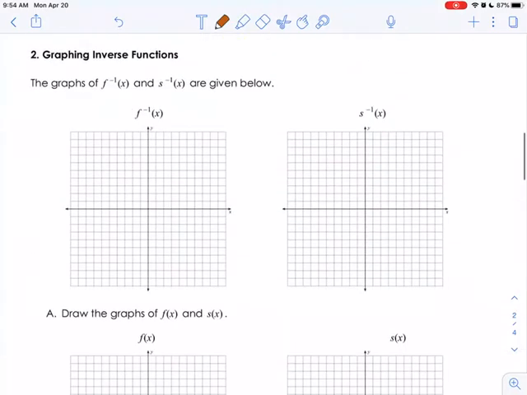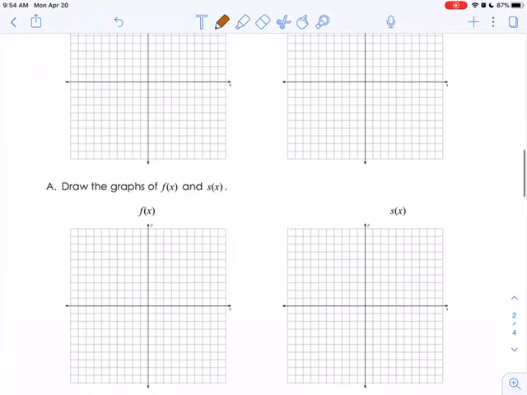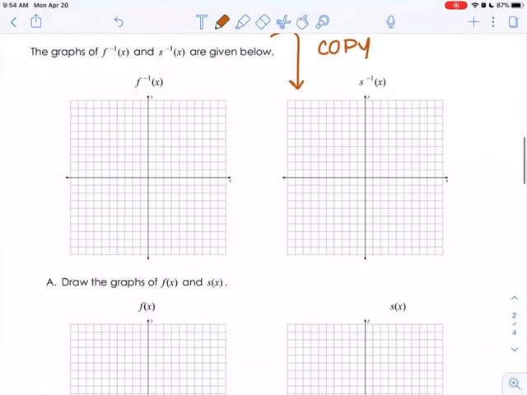Looking at the second one, we're now graphing inverse functions. It provides you with the graphs of the inverse of f and the inverse of s. You just need to copy these down. There's not actually any work involved for you there. Then you're going to draw the graphs of the original function. They're giving you the inverse, and then you're drawing the graphs of the original.